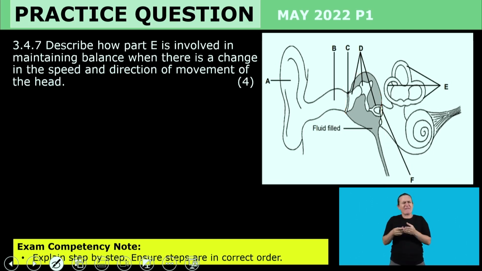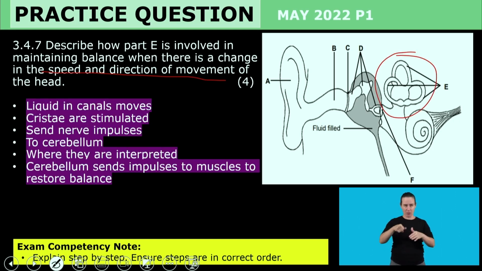347. Describe how part E is involved in maintaining balance when there's a change in speed and direction of movement of the head. We are looking at part E, the semicircular canals. So the liquid or the endolymph in the canal moves, cristae are stimulated, sends nerve impulses to the cerebellum for interpretation, and the cerebellum sends impulses to the muscles, and balance is restored.